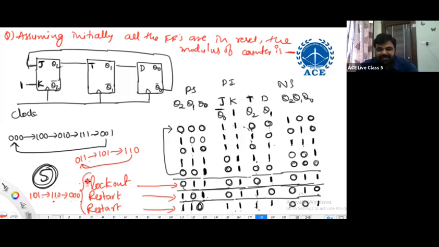Once again, clarity please. Most of you may be new to this concept.